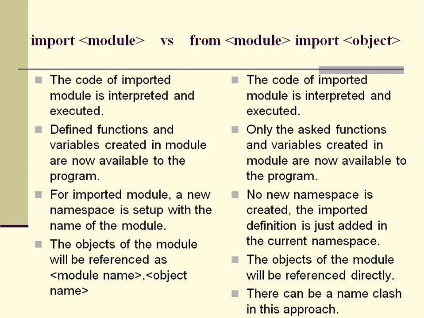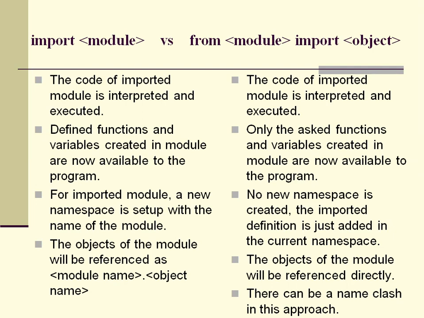Now we go to the from import command. Here the first point is similar. The code of the imported module is interpreted and executed. Very good. But only the required functions and variables will be available in the program. But why? Because you have used this approach due to your requirement, because you do not want to import all the objects, all the variables, all the classes of that module. You just want some specific functions and variables to be used.